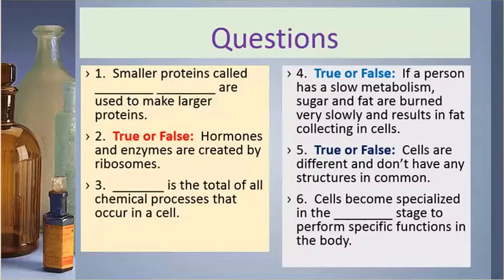Number 5, true or false? Cells are different and don't have any structures in common. Number 6, cells become specialized in the blank stage to perform specific functions in the body.